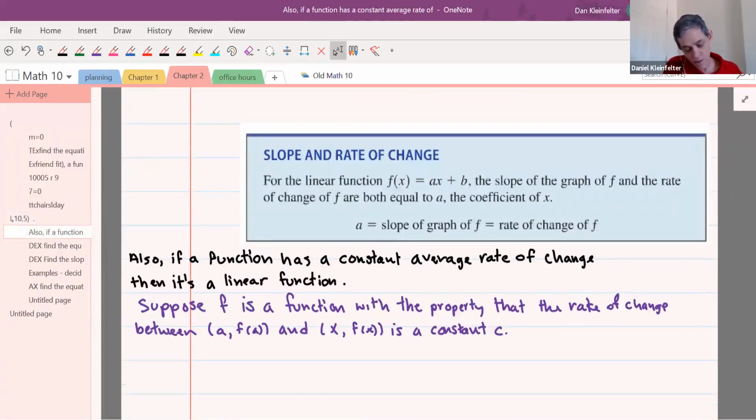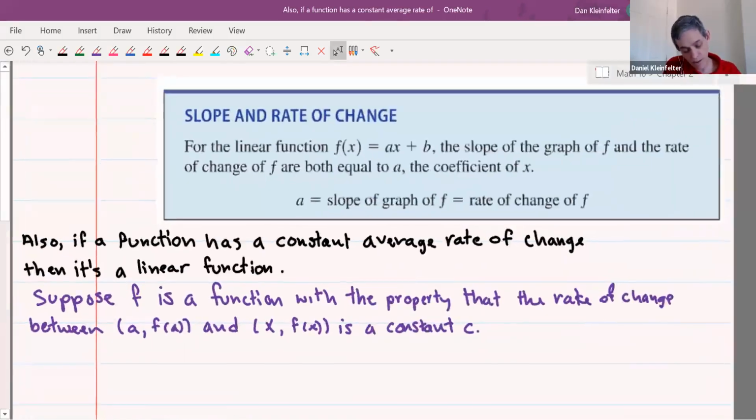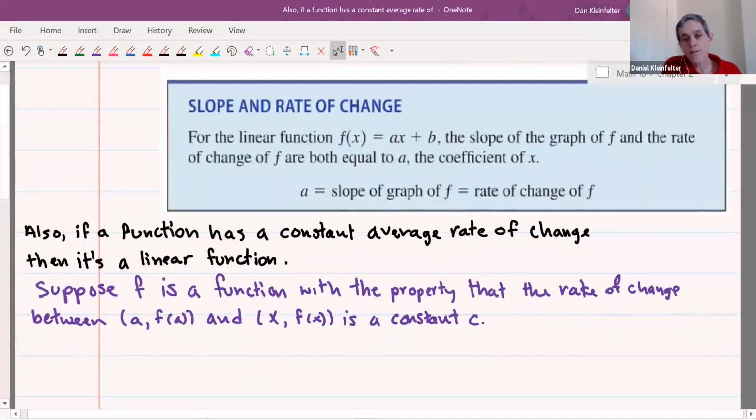All right, so the next thing to look at is a little bit more about slope and the rate of change. For a linear function, ax plus b, or mx plus b, the slope of the graph of f and the rate of change of f are the same thing. They're equal to a. Also, if a function has a constant average rate of change, then it's a linear function. So we have a little more to say about that.